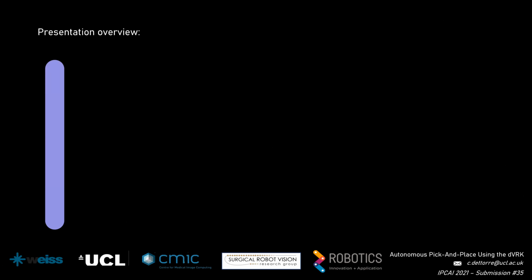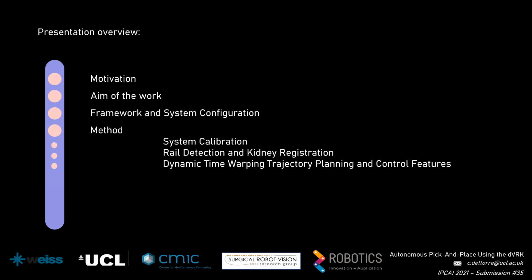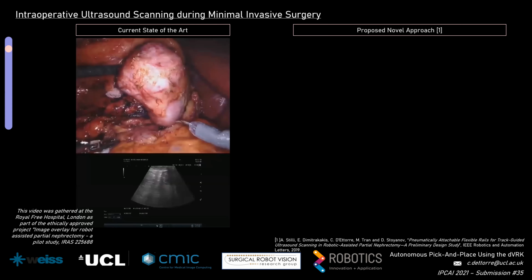Allow me to start with a brief overview of this presentation. First, I'm going to describe the motivation behind this work, followed by the aim of the research. To move on, the description of the framework and system configuration. We follow with the main section of the methods, characterized by the system calibration, rail detection and kidney registration, to end with dynamic time warping trajectory planning and control feature. I will then introduce the preclinical user study, followed by the description of results, and ending with some discussion.